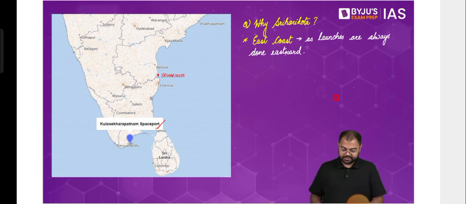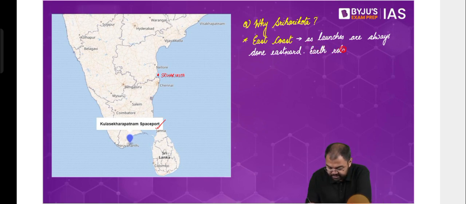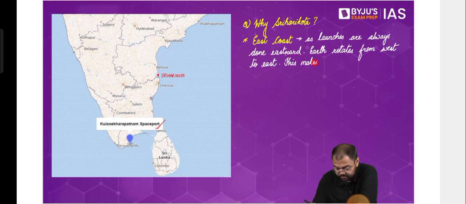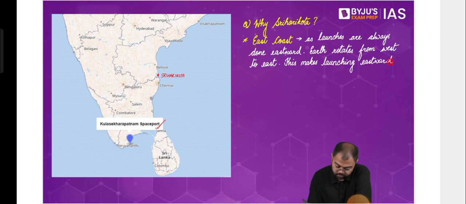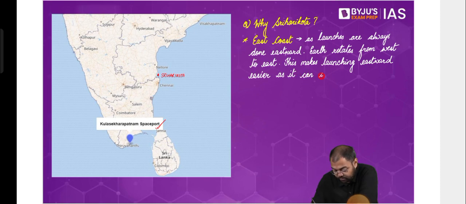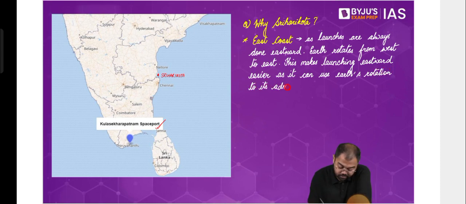So what we are seeing is that as the launches are always done eastward. Why eastward? Because the Earth rotates from west to east. This makes launching eastward easier, as it can use Earth's rotation to its advantage. All right. So this is one. So first point, that it is east coast, and the second point, it is near equator.